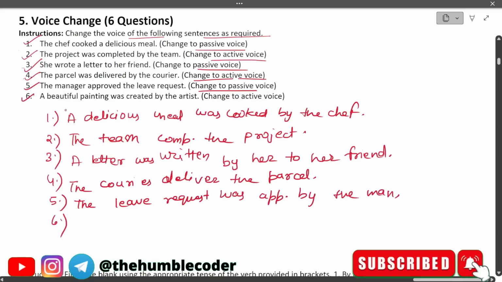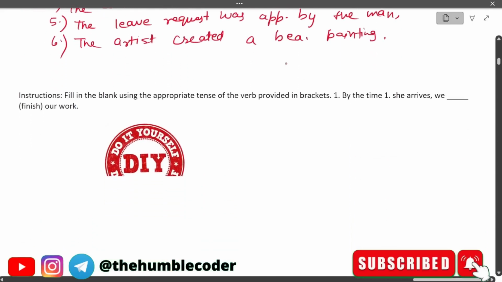Next up we have the 6th question, which is, a beautiful painting was created by the artist, and we need to change it to active voice. The correct answer will be, the artist created a beautiful painting. Okay, so hope you have got a clear understanding of these types of questions too. Now let's quickly move on to the next one.